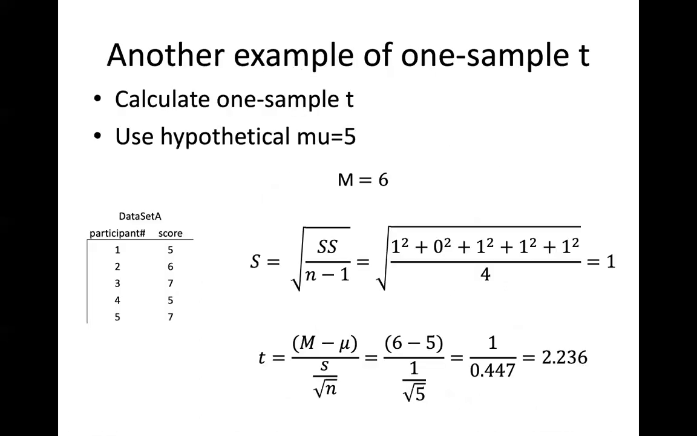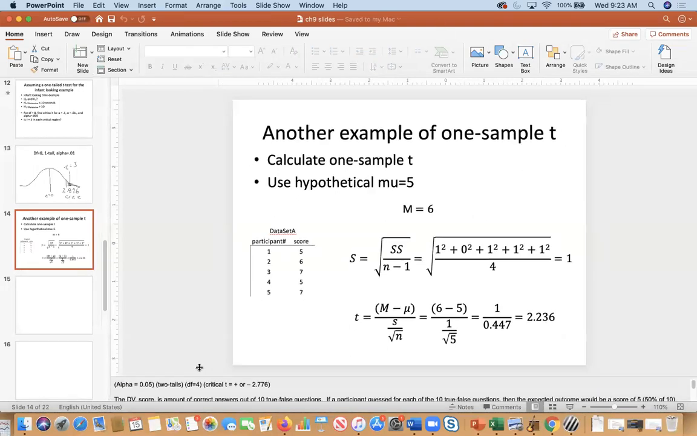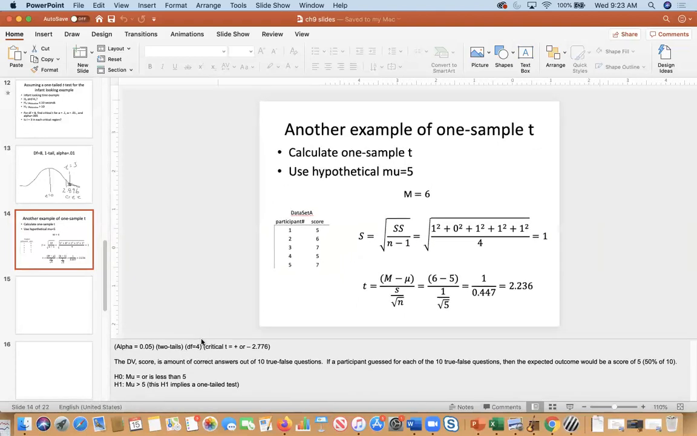Okay. So let's see. What we have here is another example of a one-sample t-test. I haven't done the, let me look at the notes portion here. Yeah, I assume for this one, mu is equal or less than, yeah.